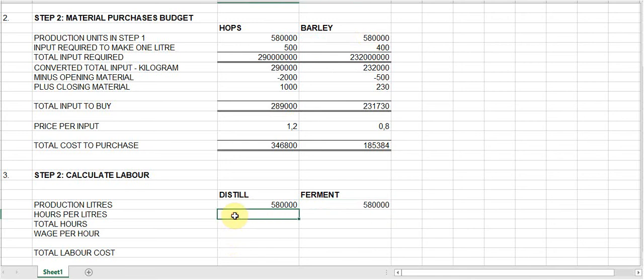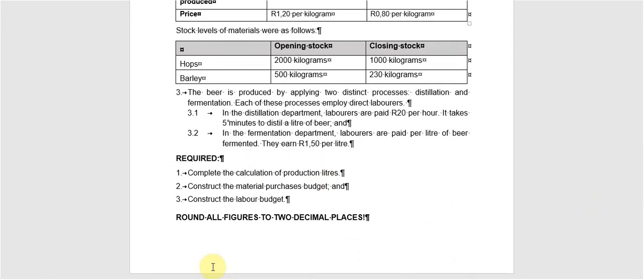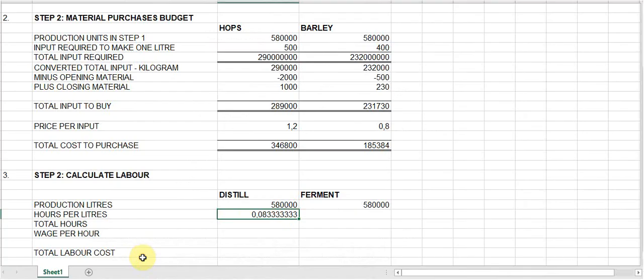Then for the distilled, the hours, we now need to be careful. So it is 5 minutes. So it's 5 minutes divided by 60. You will find that that gives you quite a bit of commas, but the question instructs that you need to round your figures to 2 decimal places. So all I will do is go back and just type in then 0,08.